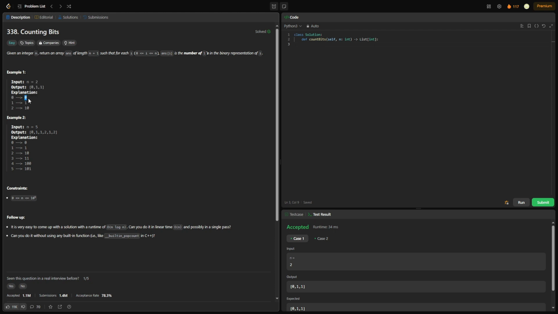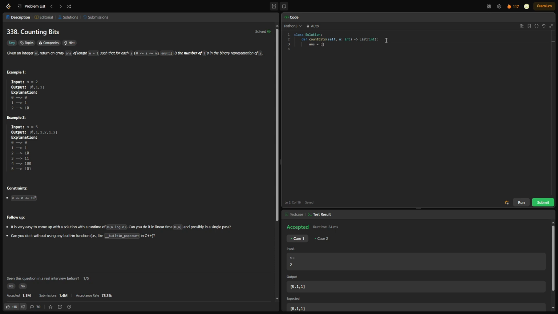0 has 0 ones in the binary representation. 1 is 1, 2 has 1, so our output array should be 0, 1, 1. We're just counting the number of ones in each digit's binary representation and returning that as an array. Okay. Now, if I was given this question in an interview, I would solve it like this.